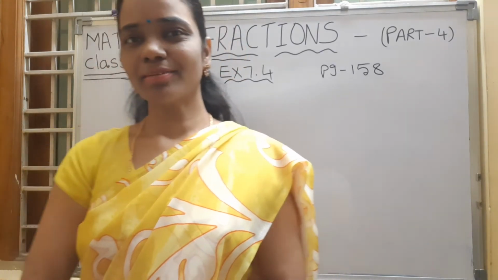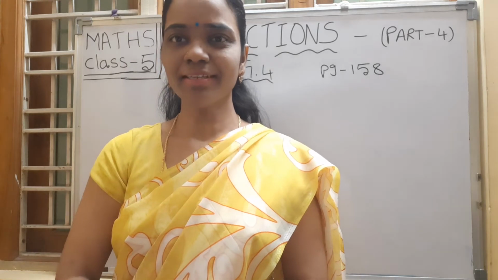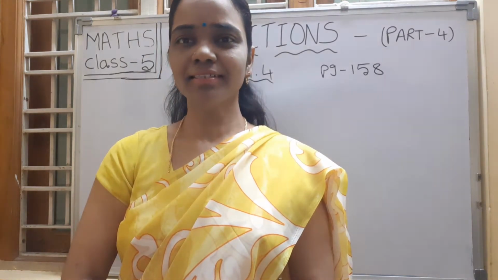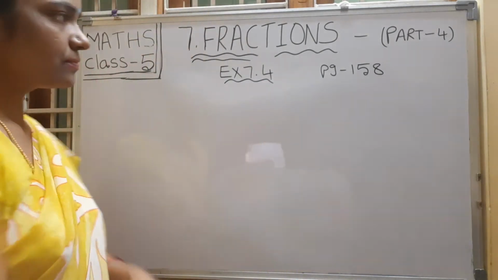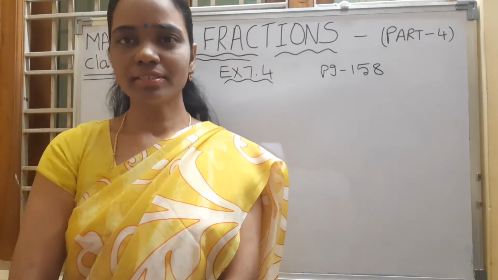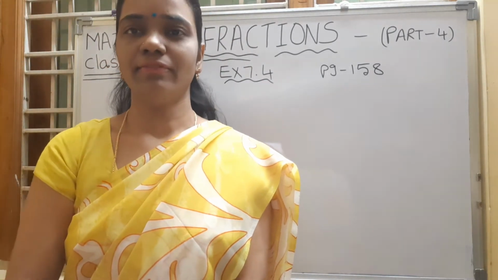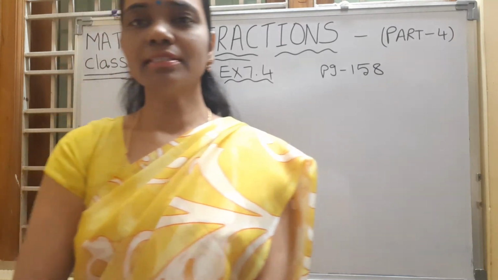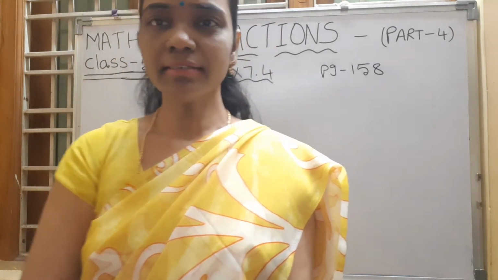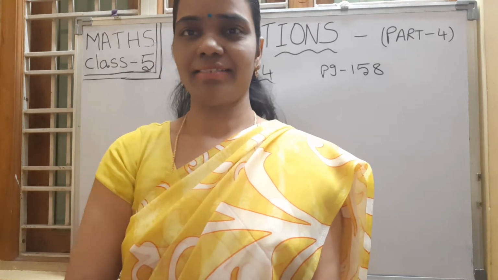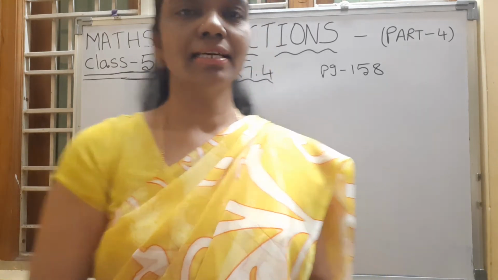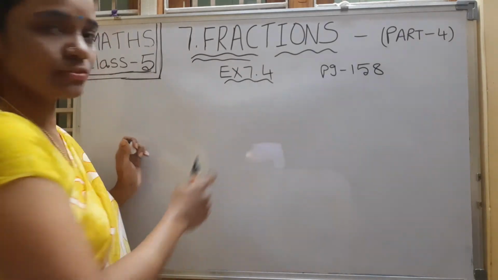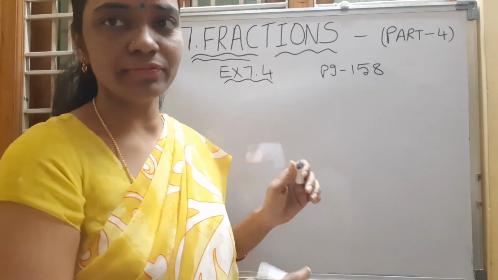Today I am going to take part 4 of our chapter 7. What is our chapter 7? Yes, fractions. So in the previous class what have we discussed, children? Very good. We have discussed subtraction and addition of fractions. Shall we take one example for subtraction, children? Yes. Then take exercise number 7.4 from page number 158.